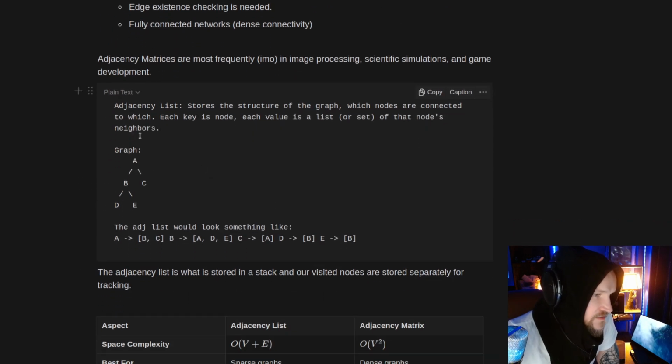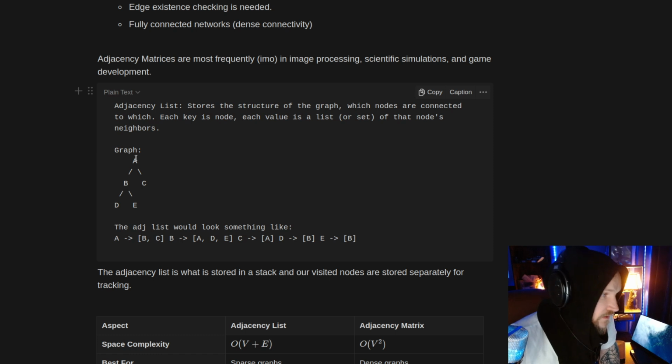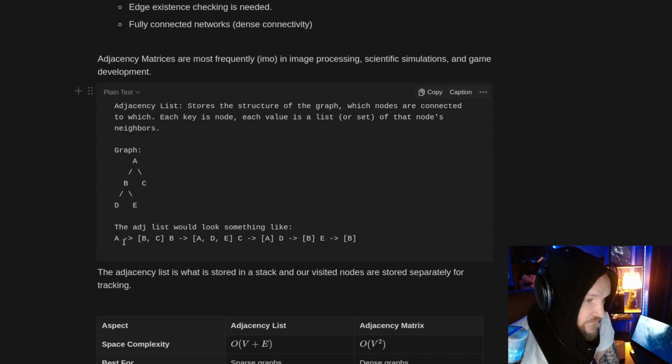Now, adjacency lists, I'm going to go into those because that's what we're going to be using. That's going to be the representation we use. So this is how you would see it in your mind, right? This is a typical tree. This is how you would envision it as a human being. Now, laid out in memory, it would look like this, right? A is connected to B and C. Then B is connected to A, D, and E. C is connected to A. D is connected to B, and E is connected to B. All right, so this is what it would look like in memory.